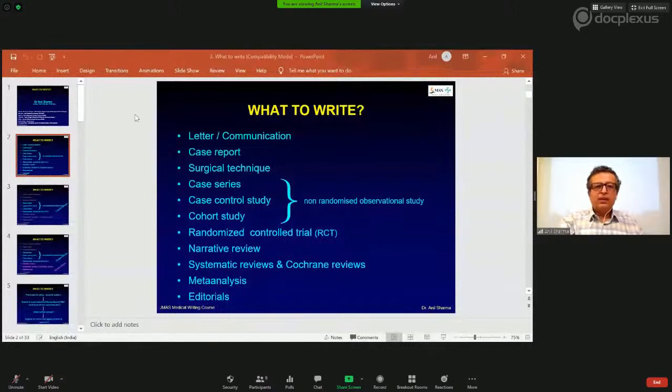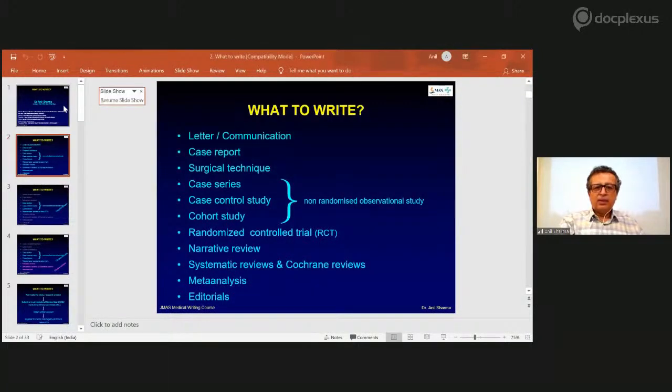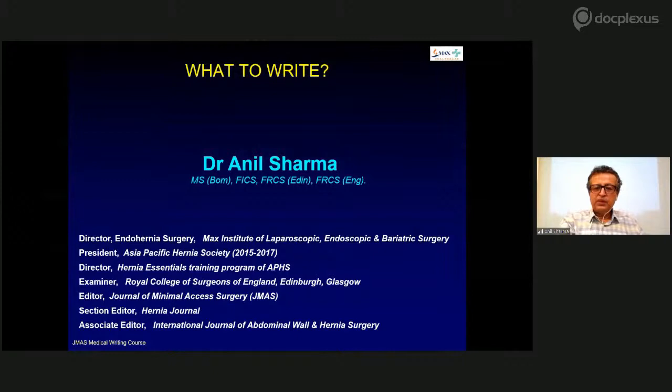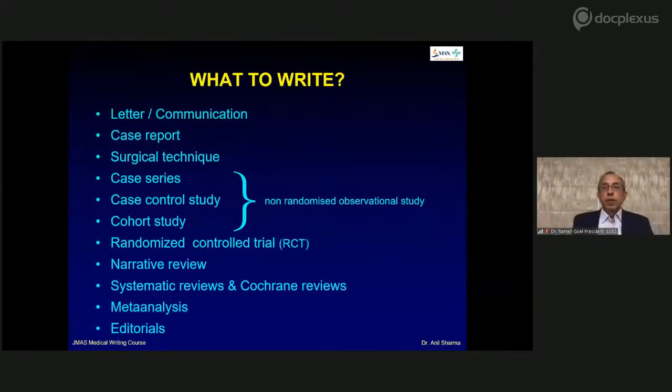So I am now going to speak on what to write. So there we go again. Starting from the most simple to the most difficult, starting from the easy to the more complex, starting from the lower levels of evidence to progressively higher levels of evidence, this is what constitutes surgical writing and publications.